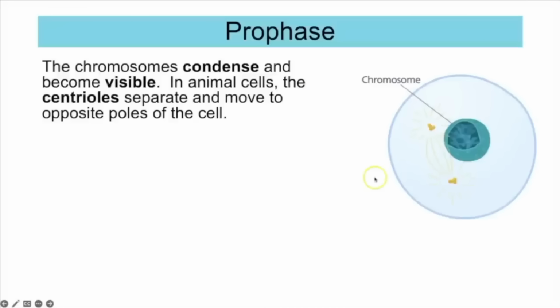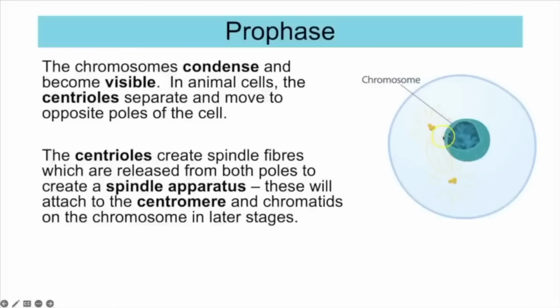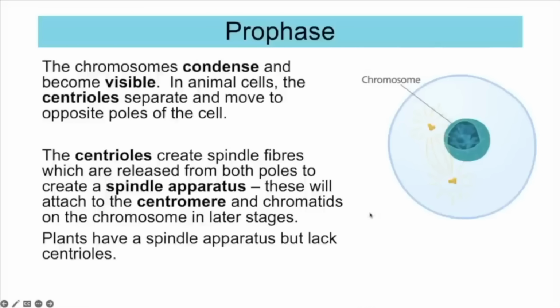Prophase is when the chromosomes condense and become visible. And in animal cells, the centrioles, which are shown here in yellow, separate and move towards the opposite poles of the cell. The centrioles create spindle fibres, which are released from both poles to create a spindle apparatus. And these will attach to the centromere and the chromatids on the chromosomes in late prophase, early metaphase. Plants have spindle apparatus, but they don't actually have the centrioles.